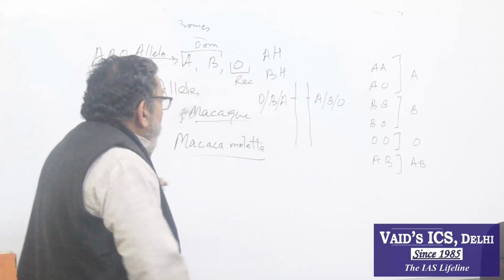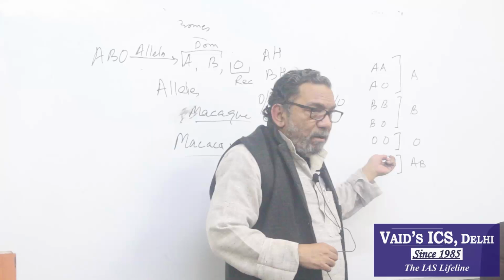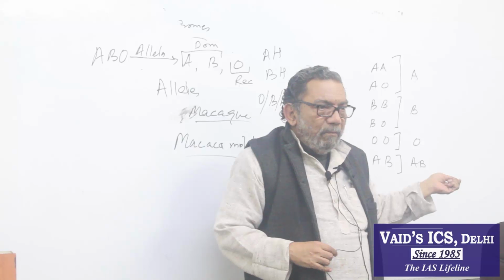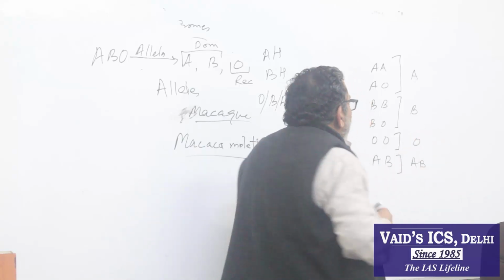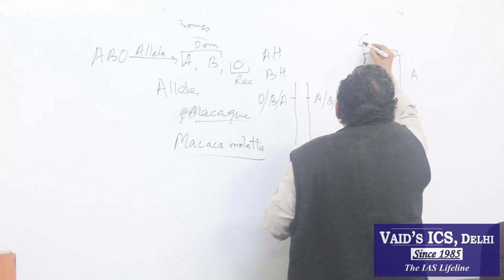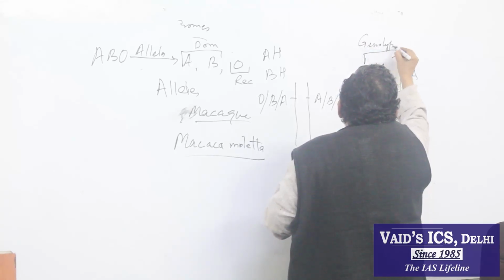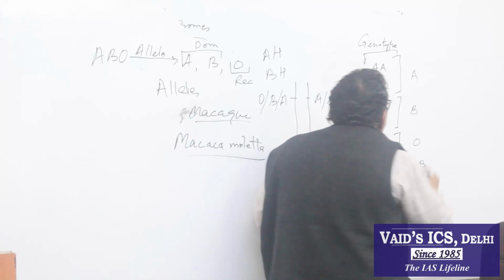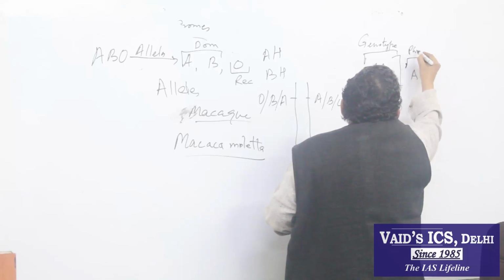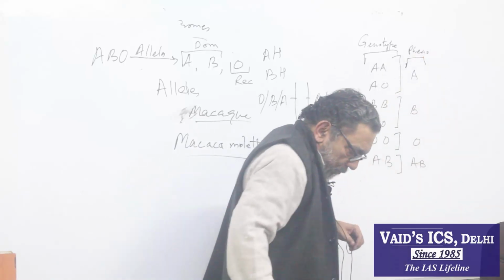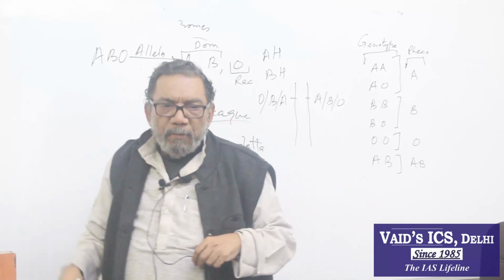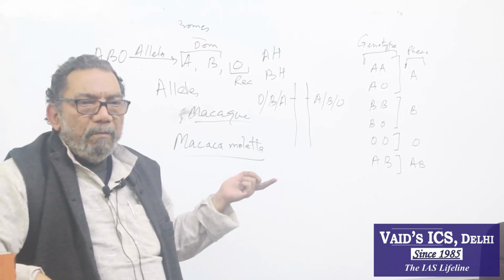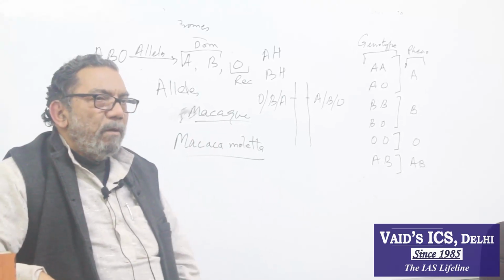ठीक है. So this is the combination of alleles and this is the expression of that combination. Combination of alleles is called genotype and the expression is called phenotype.